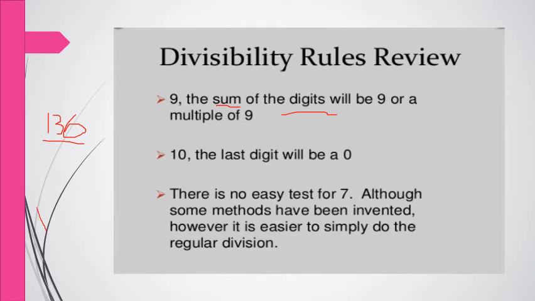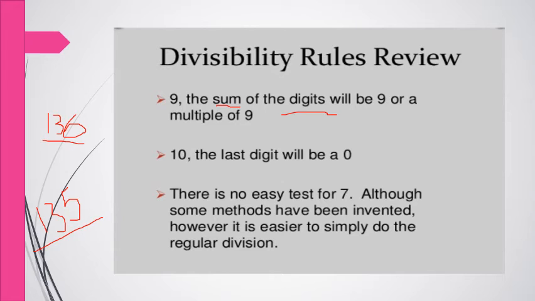Now we are trying with 135. Now the question is: is 135 divisible by 9? Yes or no? For this purpose, we will add all the digits of 135. So we will get 9. 9 is also a multiple of 9. 9 times 1 is 9. So here we have learned that if the sum of the digits is 9 or a multiple of 9, then in that case it is divisible by 9. So here we can say that 135 is divisible by 9.